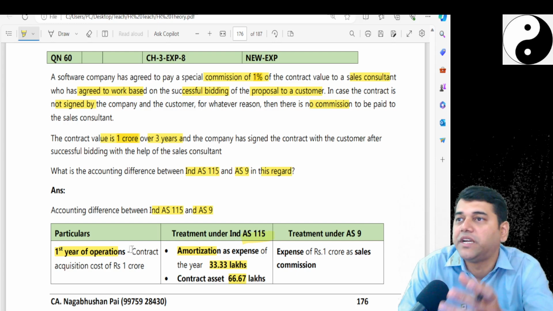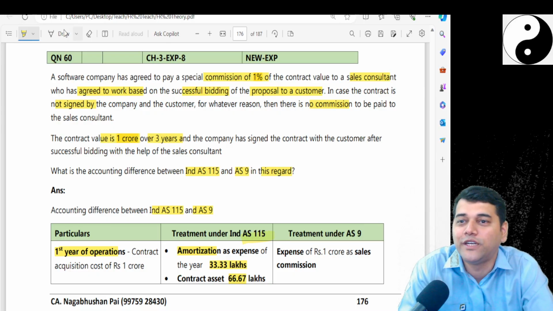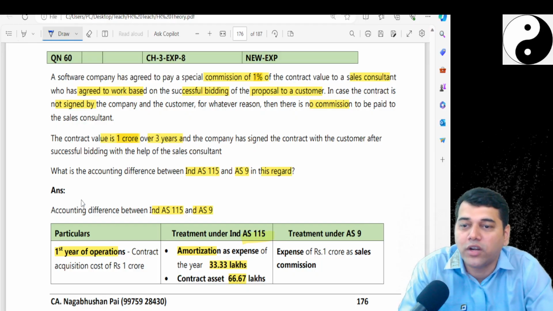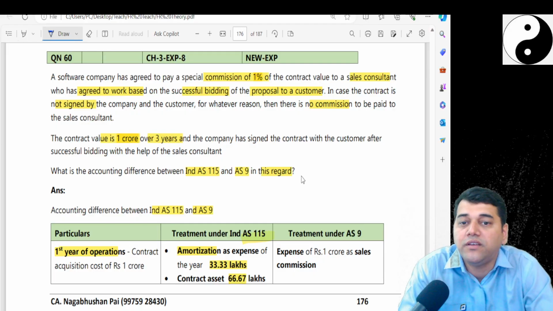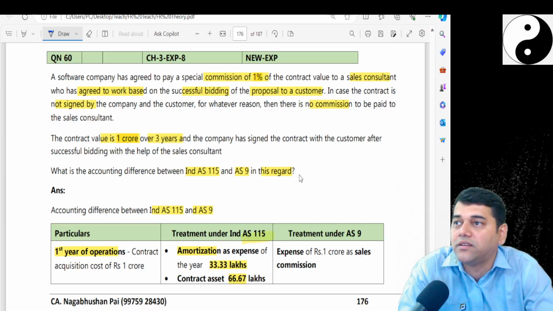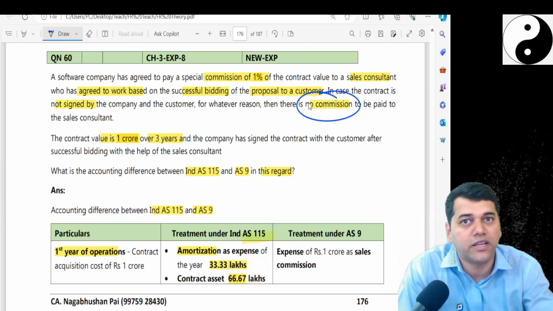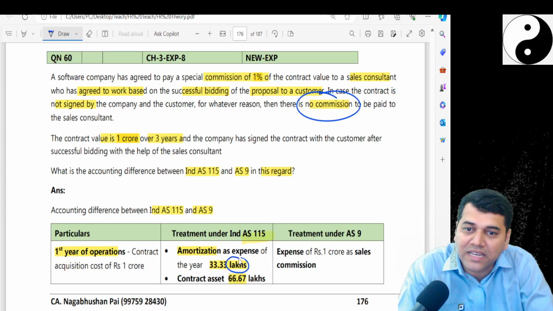See, maybe it is a print mistake. Okay, what is this? How do you interpret this, and what treatment should we do? What is the accounting treatment? The difference between, in which regard? Which difference are they asking? Cost, commission, correct? Because the heart of the question looks like commission. But did you see here, 33 lakhs it seems?